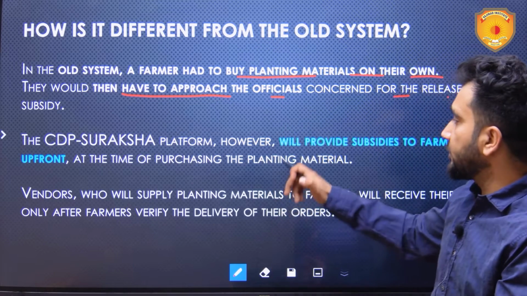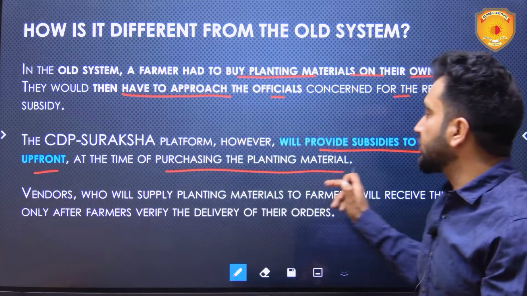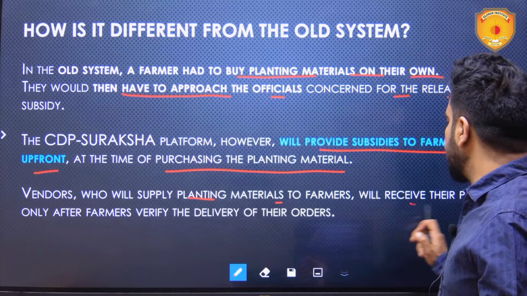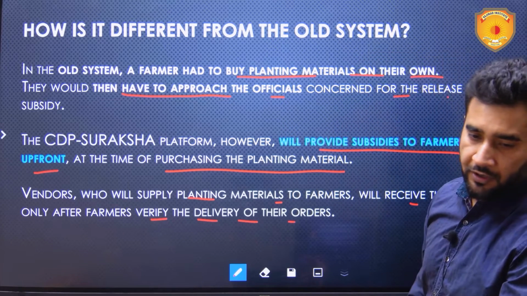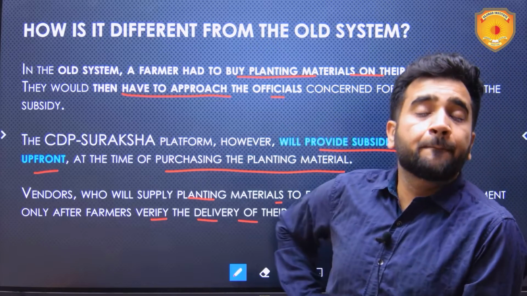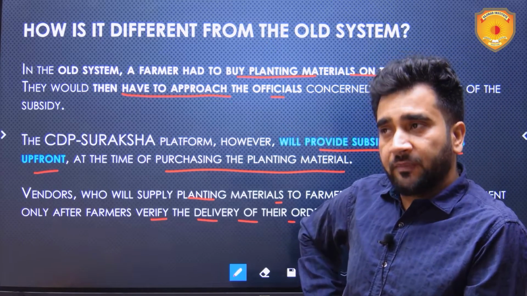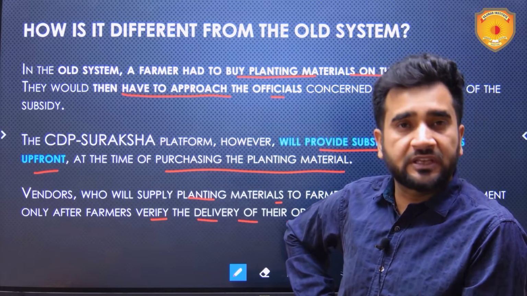The CDP-SURAKSHA platform, however, will provide subsidies to the farmers upfront at the time of purchasing the planting material. Vendors who will supply planting material to farmers will receive the payment only after farmers verify the delivery of their orders. So, it is empowering the farmers. It is empowering the farmers in multiple ways, like they have to spend less. They are getting this assurance of subsidies upfront.